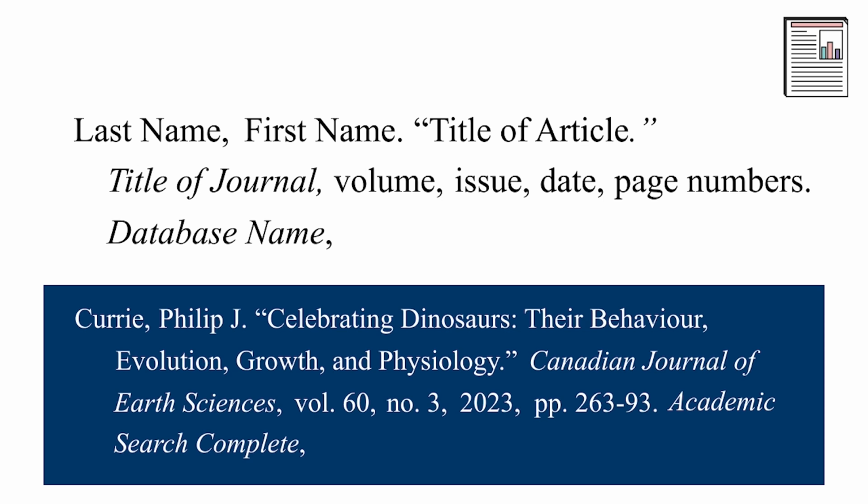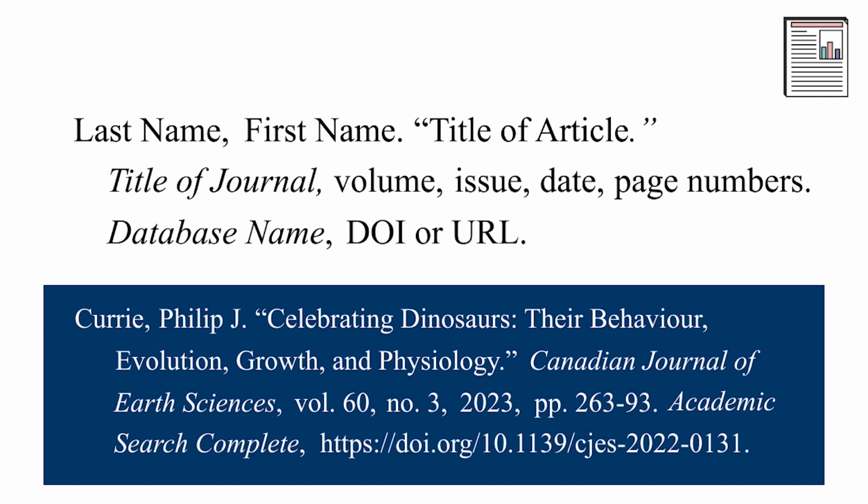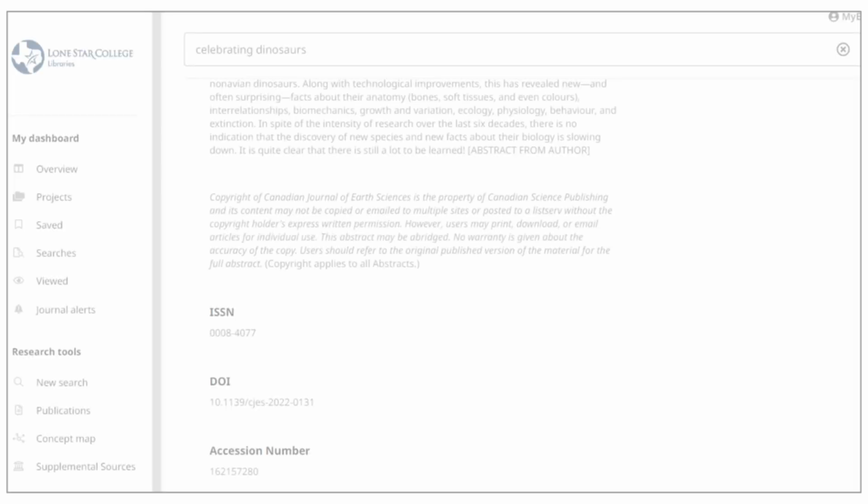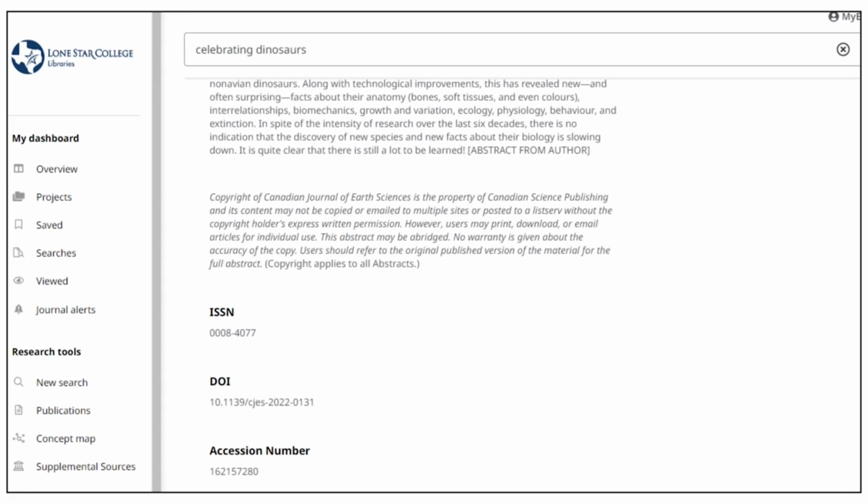Finally, we have to describe the second container, the database where we access the journal article. Database name in italics, comma, and either the DOI, or digital object identifier, or a permanent link to the article. After the page numbers, the citation adds Academic Search Complete in italics, comma, https://doi.org/10.1139/CJES-2022-0131, period.